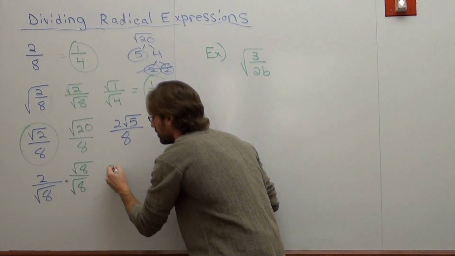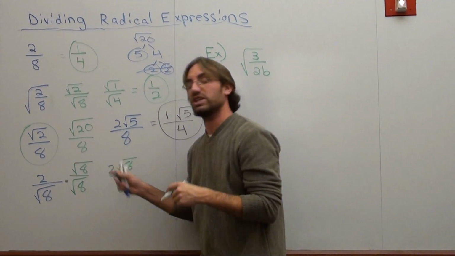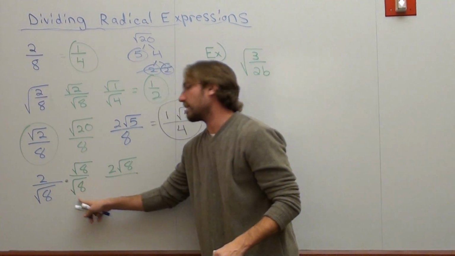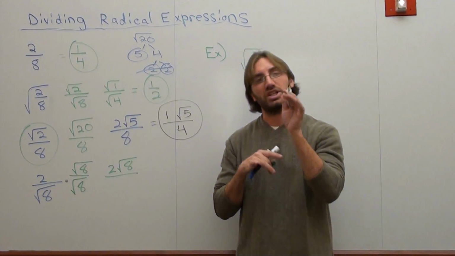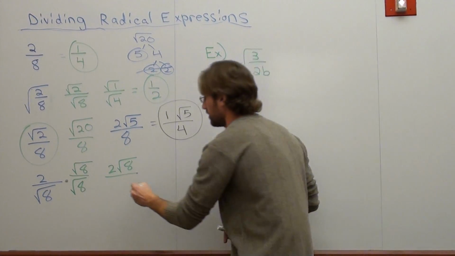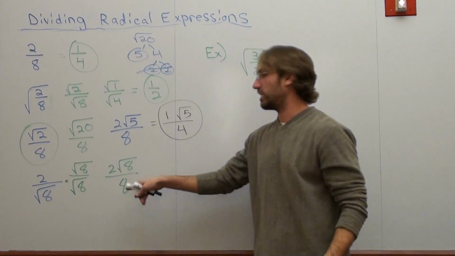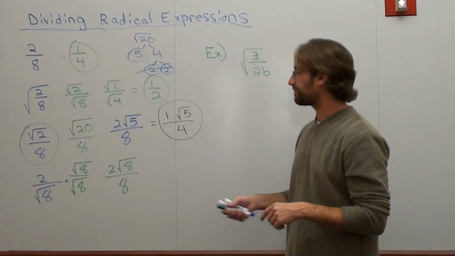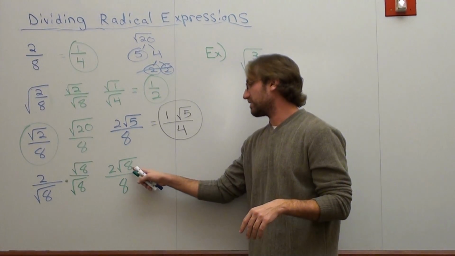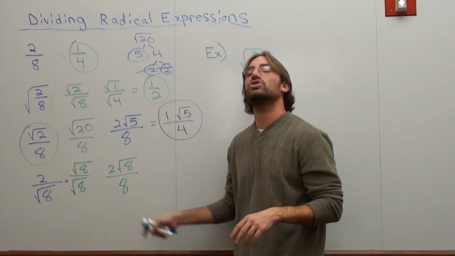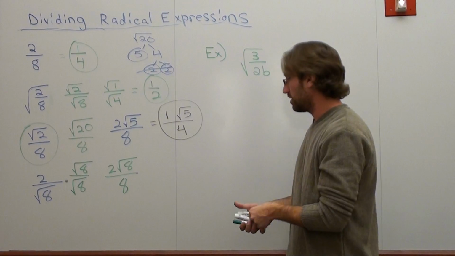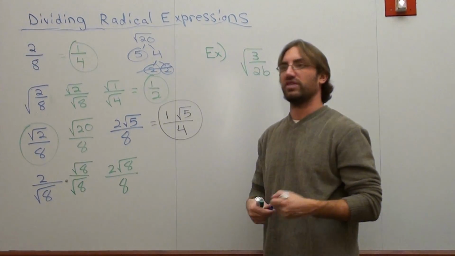And you're left with 2 root 8, because you can't do anything there yet, over square root 8 times square root 8 is square root 64, but it's also 8. You got rid of the square root. See how that works? You make it a natural number. We're not done. You can't divide square root 8 by 8. You could divide 2 by 8, but hold on for a second. Don't be too ambitious. I want to figure out what the square root of 8 is.